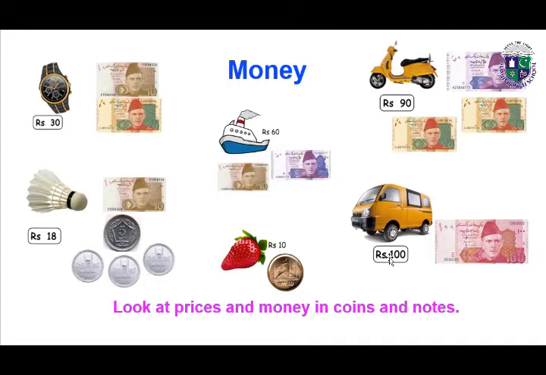Bus, and the price of this toy bus is 100 rupees, and we have a 100 rupee note to buy this bus. And if we buy a strawberry, its price is 10 rupees and we have a coin of 10 rupees to buy this strawberry. So you can see that with the help of these pictures and money you can understand that if we have to buy something, we should use the currency which is used in our Pakistan, that currency is bank notes and the coins. So we can buy all these things with the help of the currency, which is bank notes and the coins.